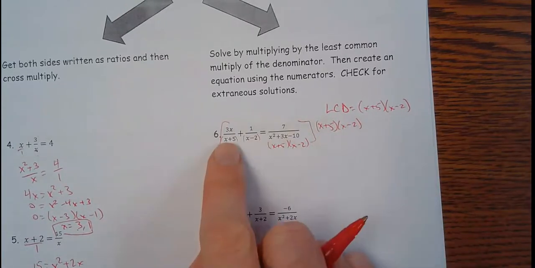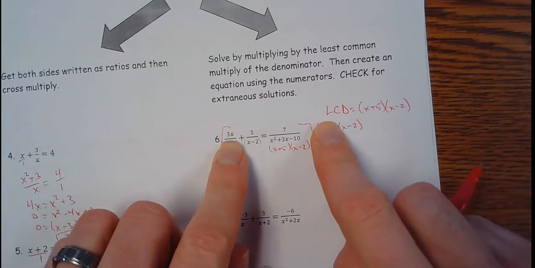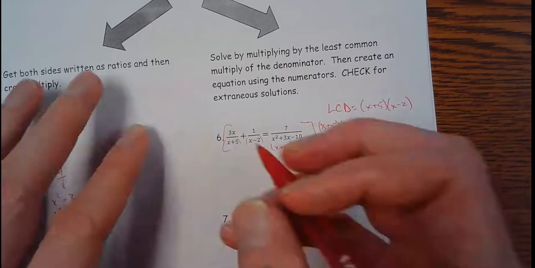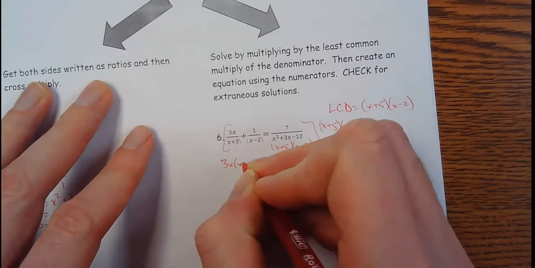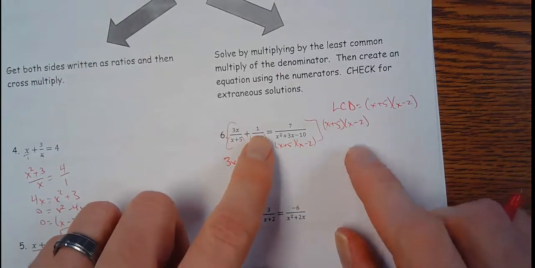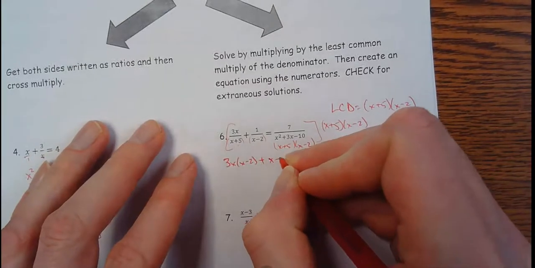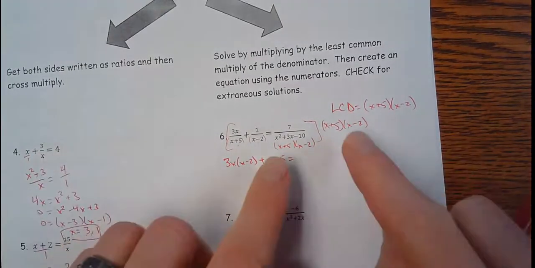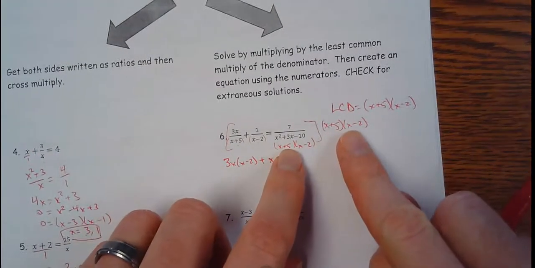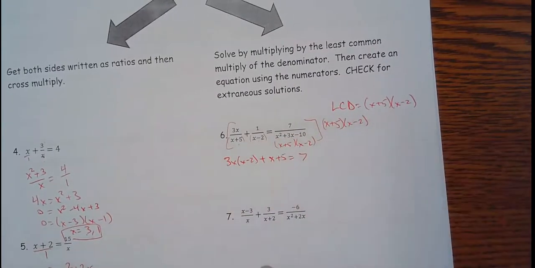So if I distribute it all out, this first one, when I multiplied by x plus 5, on top and bottom it would cancel out, and I have a 3x times x minus 2. Plus, the second one, the x minus 2 would cancel out, and I'd have 1 times x plus 5. Equals, and now when I multiply this one, they both get canceled out, so it would just be 7 on the right side. So when it's an equation like this, the denominator goes away. So it's gone, and now I'm going to solve.